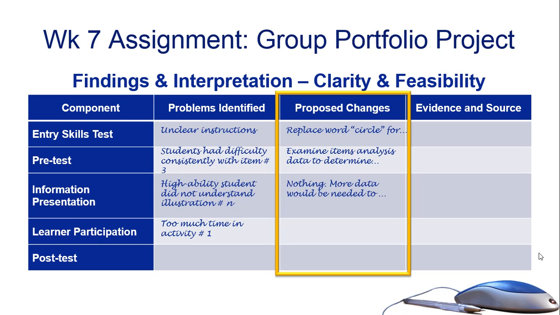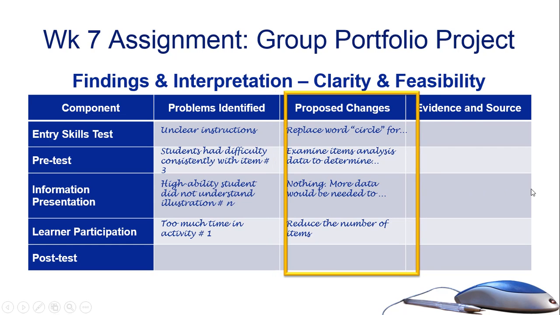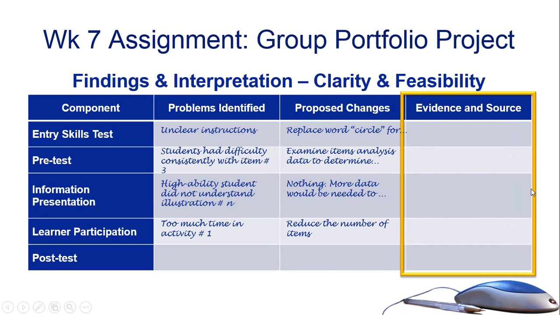Maybe if only one student had difficulty understanding an illustration, maybe I can't do anything right now because I don't have enough data, I need more data. And for example, if students spend too much time doing something, then maybe I can reduce the number of items on this section. And then finally you include your evidence and source.